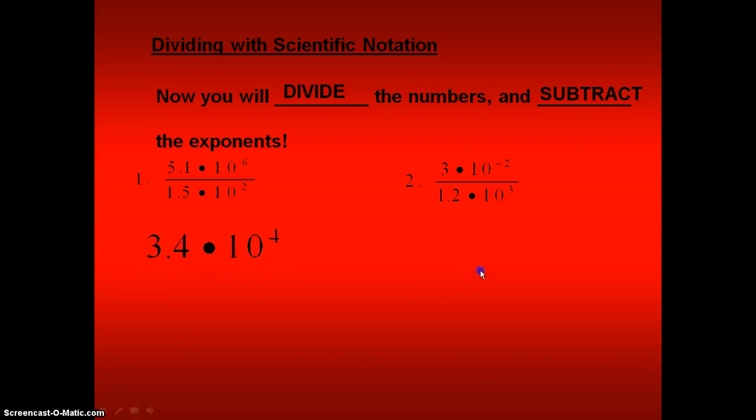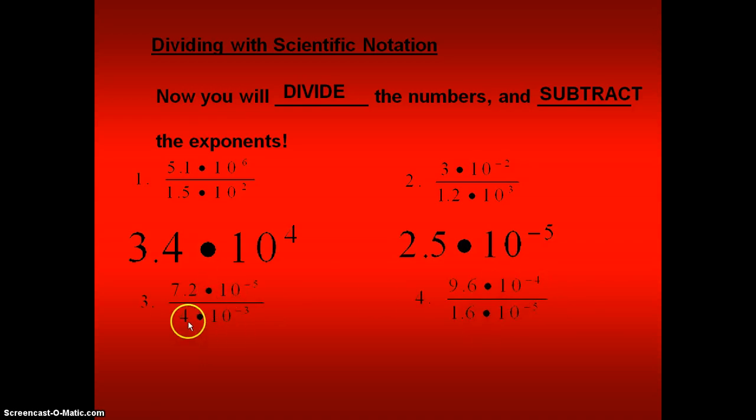Okay, so that's done. Number 2, let's take a look at this. Dividing 3 by 1.2 gives you 2.5. We like that number because it's in between 1 and 10. And then you're going to subtract the exponents. Negative 2 minus 3 gives me negative 5. And this is in scientific notation.